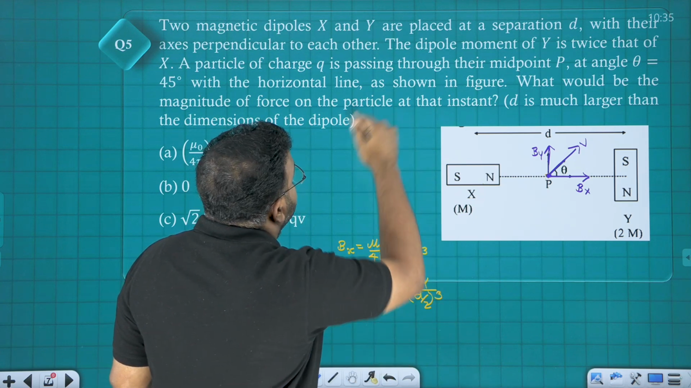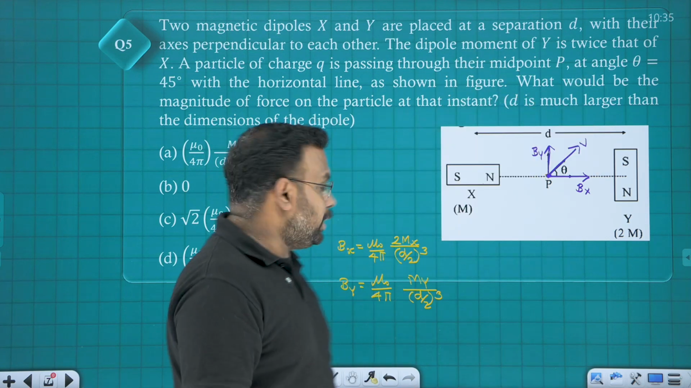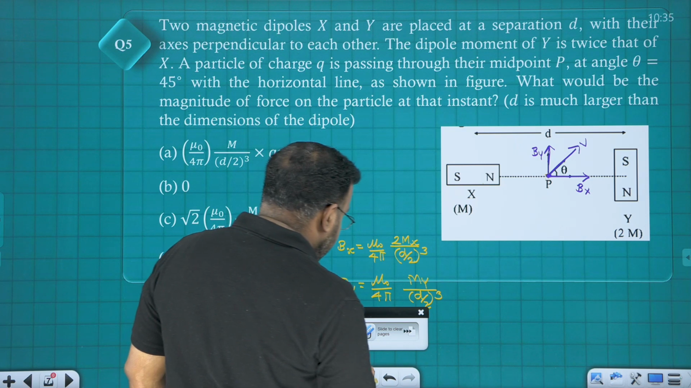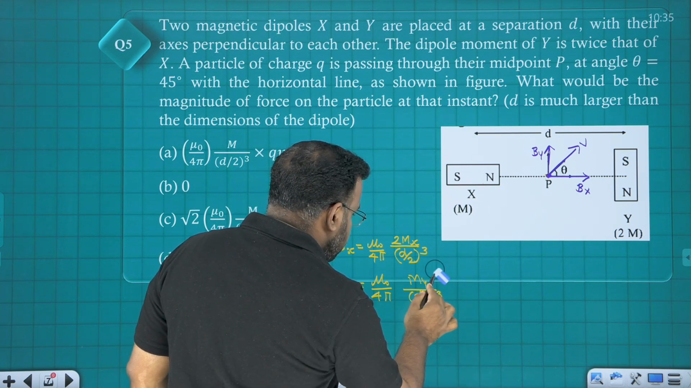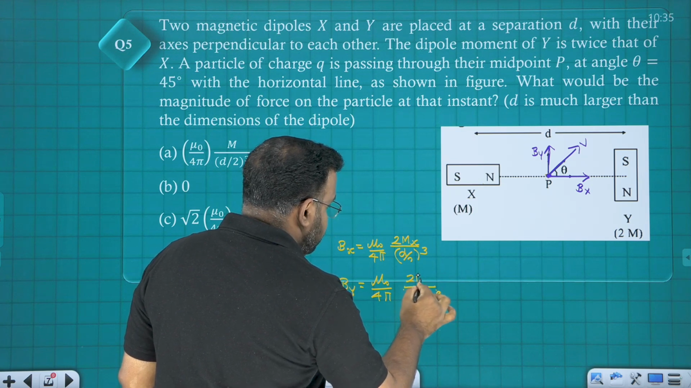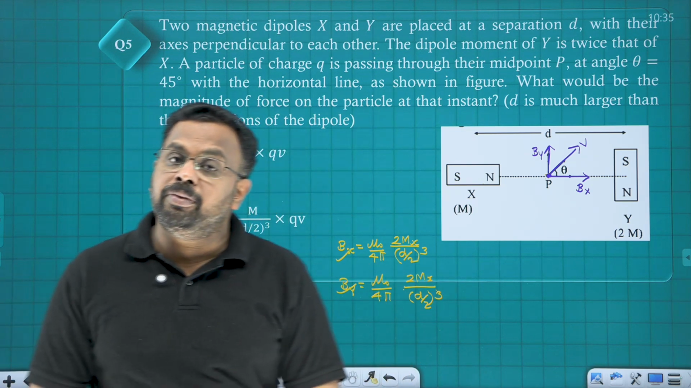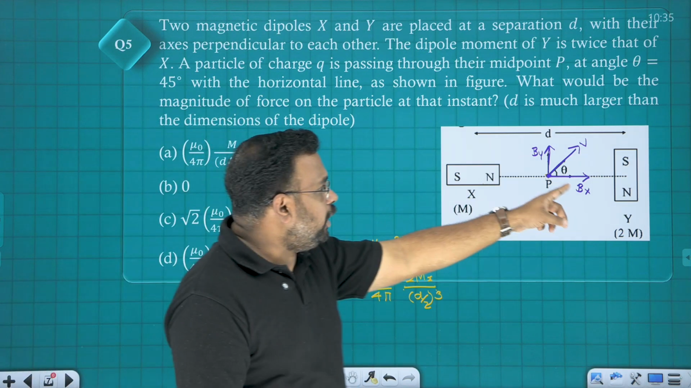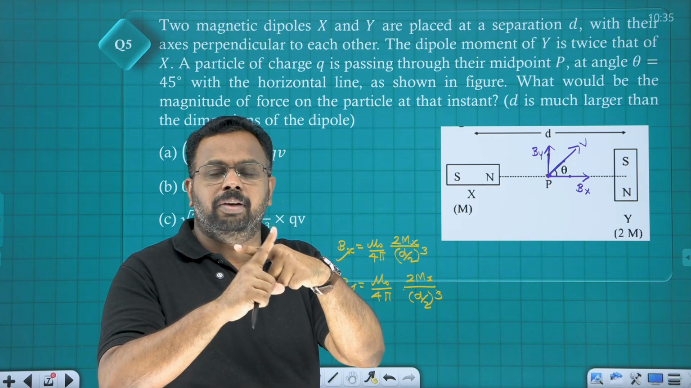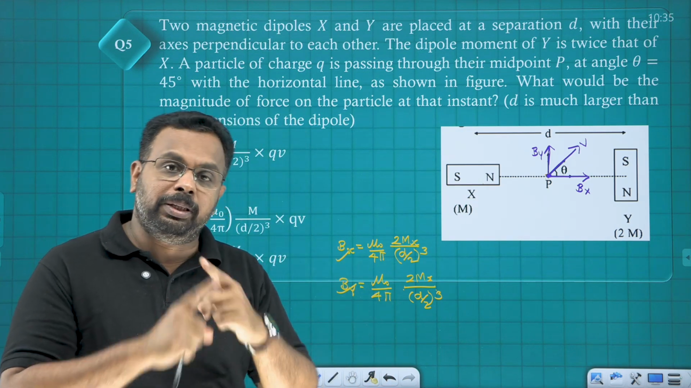Now there is another information given. The dipole moment of y is twice that of what? X. That means my is 2 times mx. So instead of my, if I am writing 2mx, what you can see here, this Bx and By are equal. So if Bx and By are equal and they are acting at 90 degree, mutually perpendicular, what will be the direction of their resultant? Magnitude will check. What will be the direction?